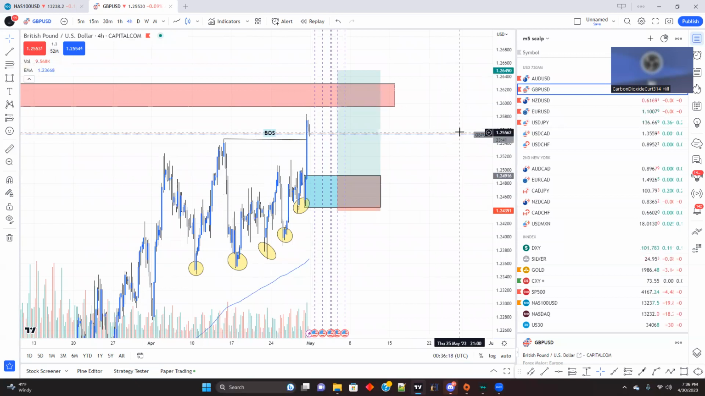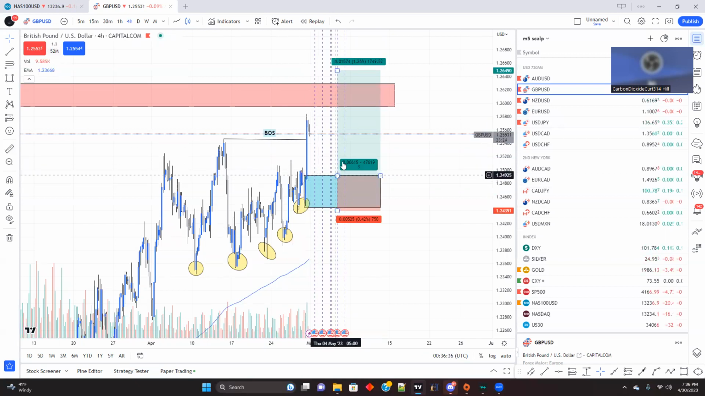If you guys want to take it, that's fine. I got the Audcad. If you guys want to take this GU, that's fine. I'll just be looking for if it comes down, because it has to fill this bearish fair value gap. If it comes down, we might take some sells during New York session. And when it comes here, it's probably going to wick and act crazy. Then we'll start taking buys with GU during the New York session.